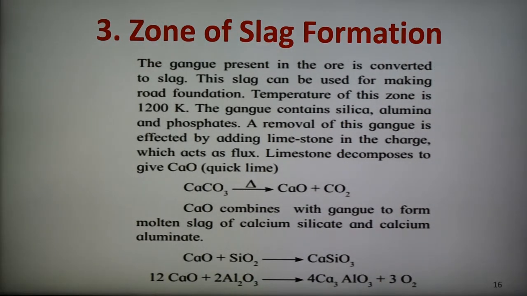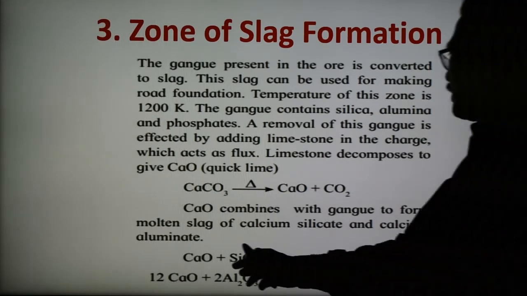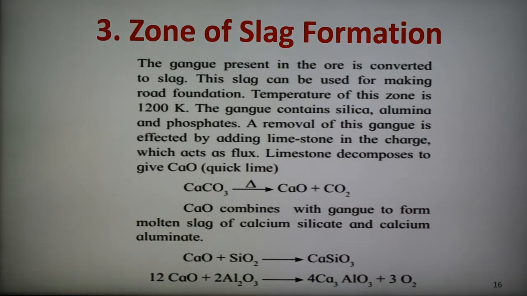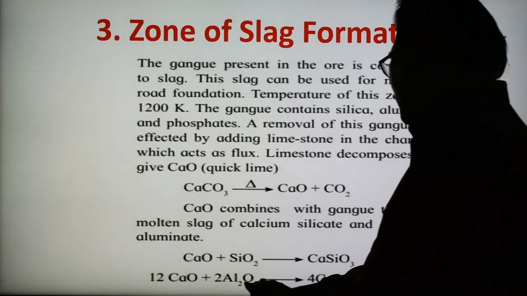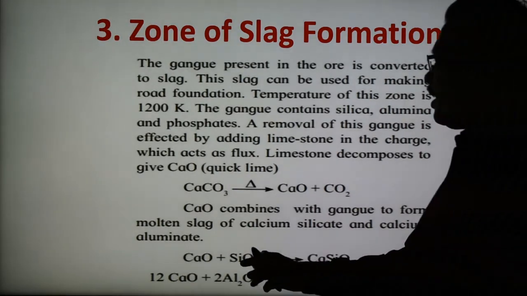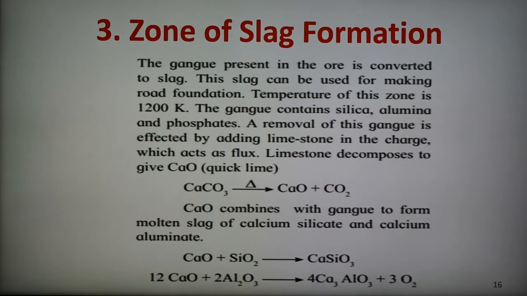So calcium oxide combines with gangue to form molten slag of calcium silicate. It is shown here that CaO reacts with the silica, forming CaSiO3, and this calcium oxide also reacts with alumina, forming this Ca3Al3 compound. So the silica and alumina present in the ore are converted to their products, which can be removed. In this way the impurity can be removed.